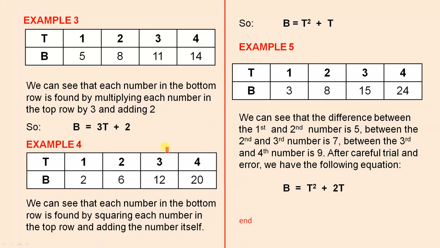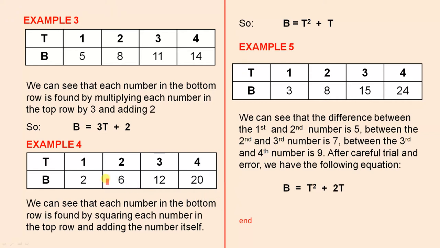Example 4. T is 1, 2, 3, 4. And B is 2, 6, 12 and 20. So this one is a little bit more involved and we have to look at it very carefully. We can see that each number in the bottom row is found by squaring each number in the top row and adding the number itself.